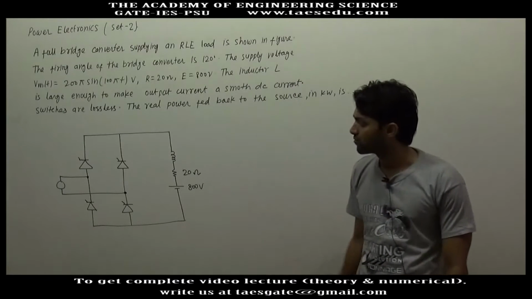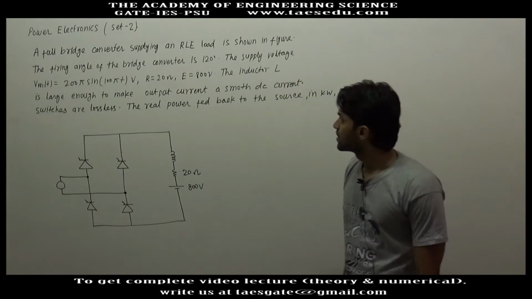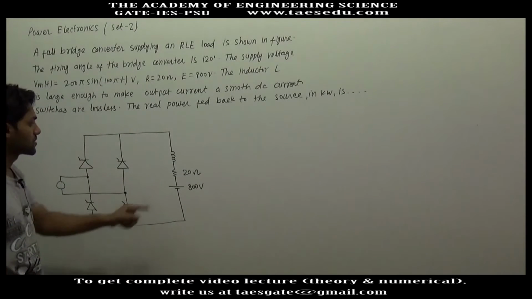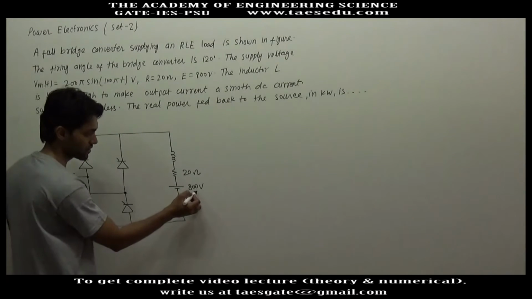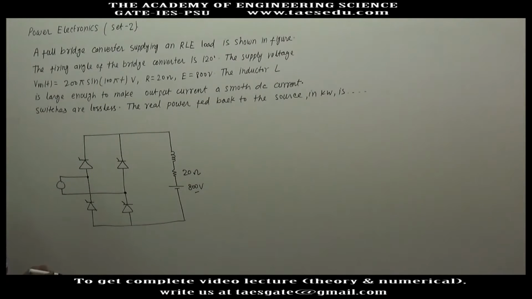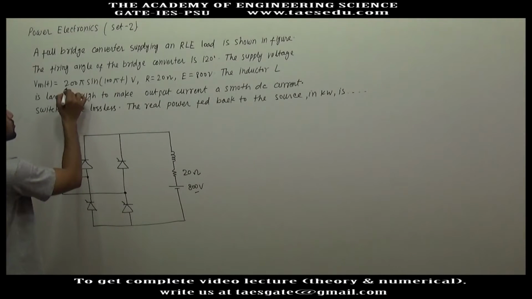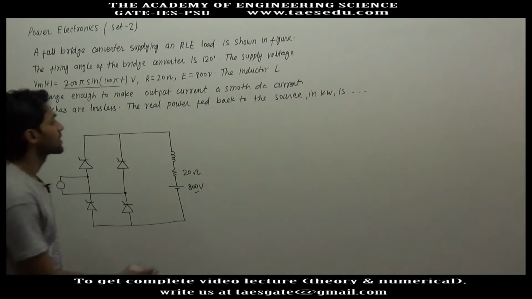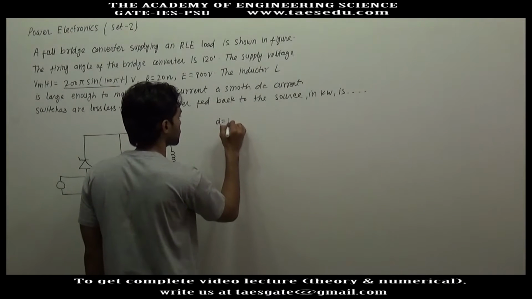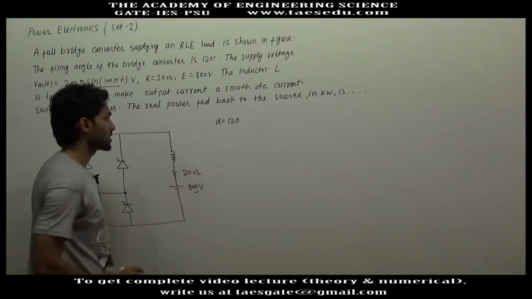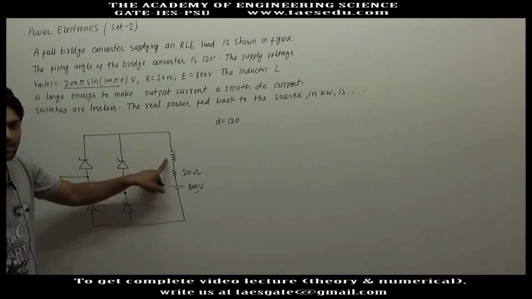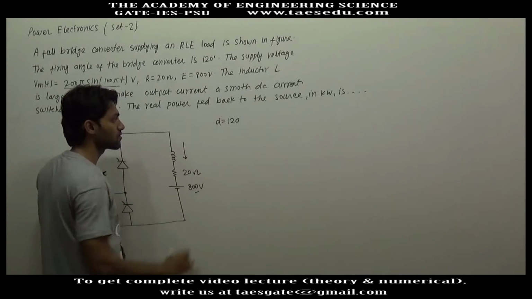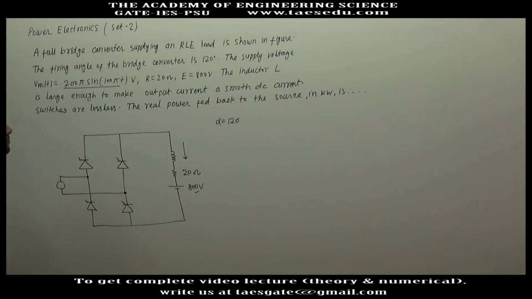This is a question of a full bridge converter. Here the resistance is 20 ohm, the DC voltage is 800 volt, the AC voltage source is 200 pi sine 100 pi t, and the firing angle delay is 120 degrees, and the inductance is large enough to make the output current a constant DC current.